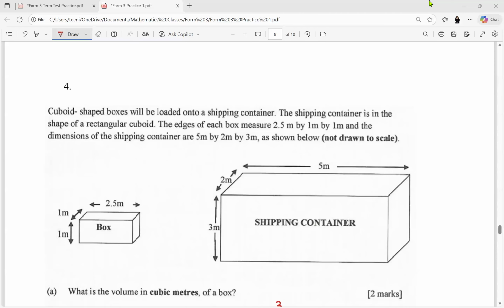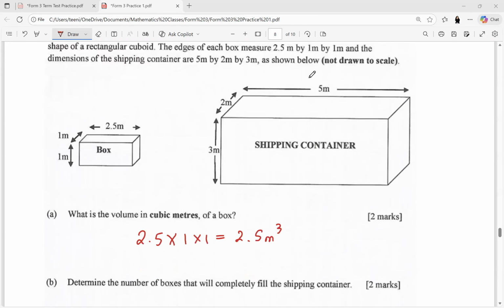Right, cuboid shaped boxes will be loaded onto a shipping container. The shipping container is in the shape of a rectangular cuboid. The edges of each box measure 2.5 meters by 1 meter by 1 meter. That's the tiny box here. And the dimensions of the shipping container are 5 meters by 2 meters by 3 meters as shown below. So the first question, what is the volume in cubic meters of a box?